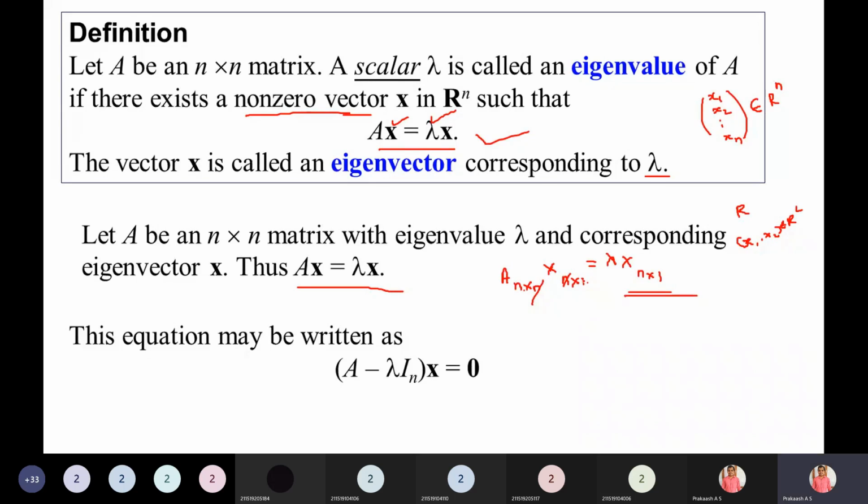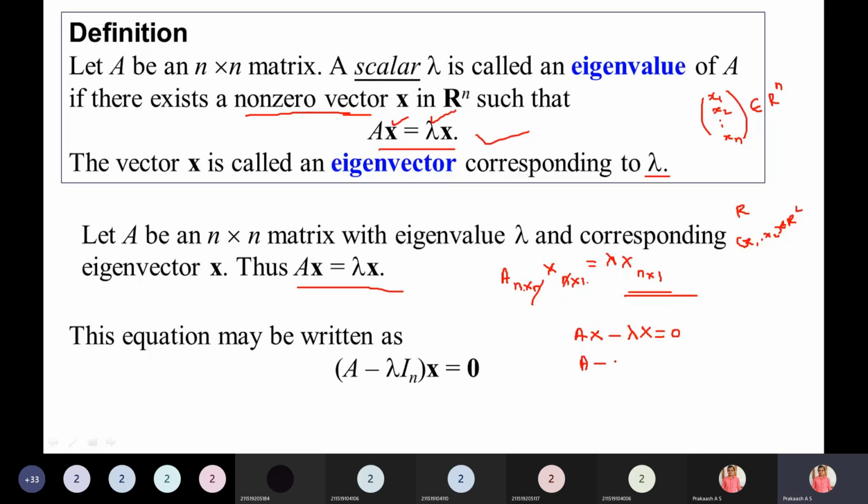Suppose I take this to the left side, I will get this equation: Ax minus lambda x equal to 0. This is a matrix equation. From that, I take x on the right side outside, because matrix multiplication is not commutative. In general, AB is not equal to BA. So if you take x outside, what will happen?